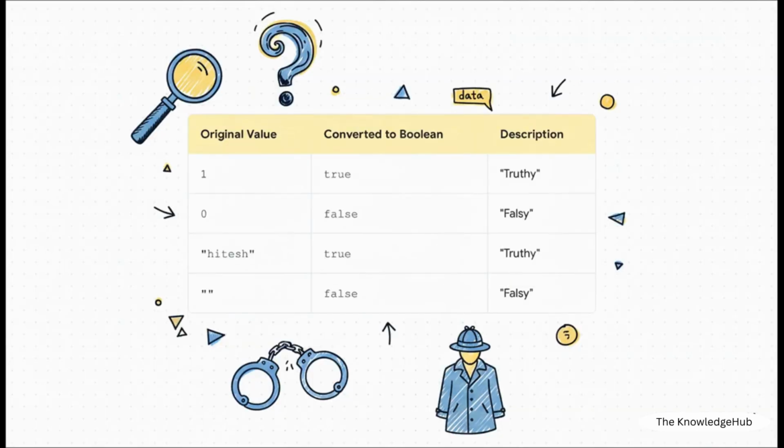And here are the results from the lab. The number 1 converts to true, so we call it a truthy value. The number 0, however, converts to false. That makes it falsy. Any string that has something in it, like Hitesh, is truthy, but a completely empty string, double quotes, is falsy. Knowing which is going to save you a lot of headaches.